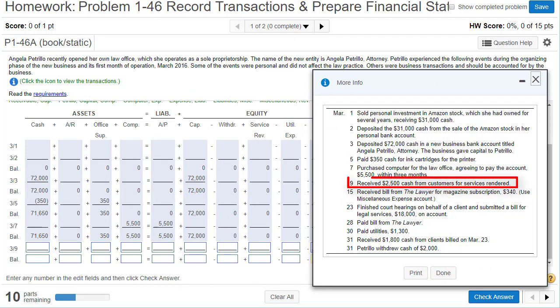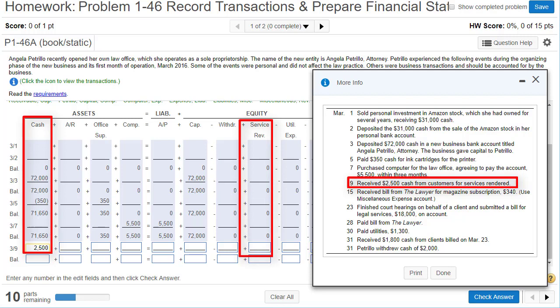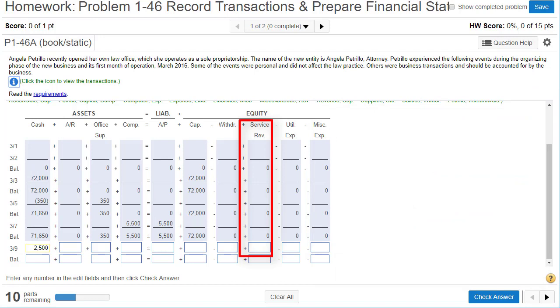March 9th, received $2,500 cash from customers for services rendered. Cash, the business checking account, is increasing, so we put positive $2,500 under cash. Why did we receive cash from customers? For services rendered. This means we performed a service. Anytime we perform a service, we need to record revenue. So under service revenue, we put positive $2,500 because our revenue is increasing.